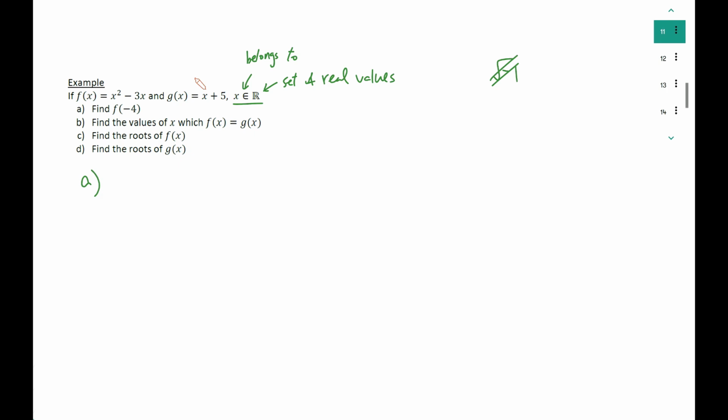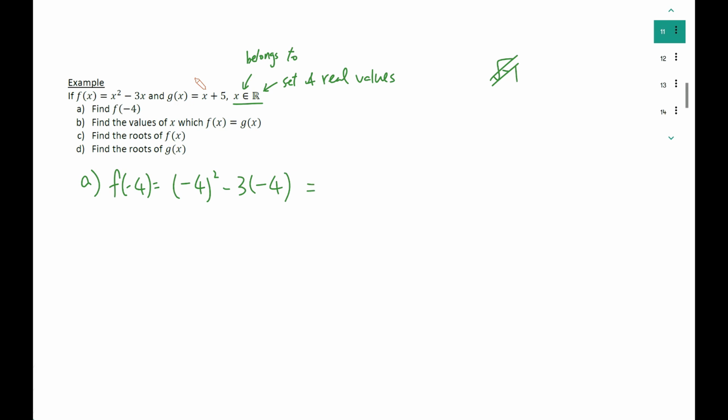So f of minus 4 means you substitute minus 4 into f of x. So when you see x, you put a minus 4 in there. Make sure you put a bracket around it. Whenever you do substitution, the best thing to do is to put a bracket and then put it in a calculator, let the calculator do the work for you. I know you'll be tempted to use your mental maths, but because all the questions in this module allow a calculator, why not?